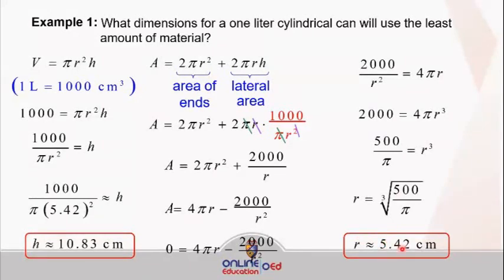And balikan lang natin yung formula natin kanina sa height, which is we have 1,000 over pi r squared. So since nakuha na natin yung value ni r, which is 5.42 centimeters, we can get the value of h, which is yung height natin. So we have the value of h as 10.83 centimeters.